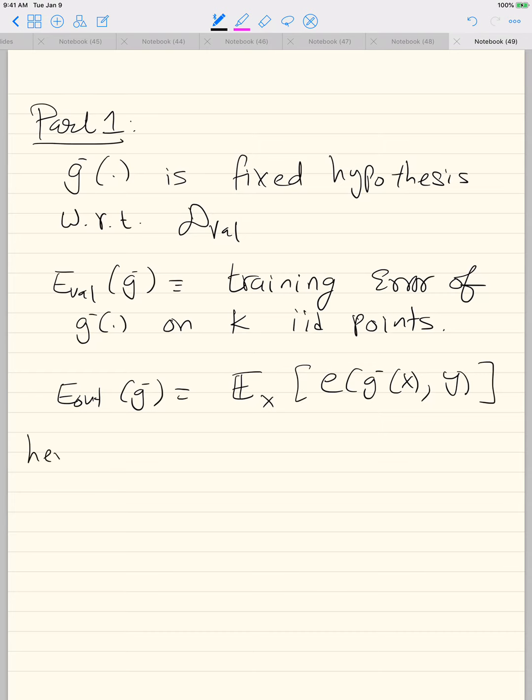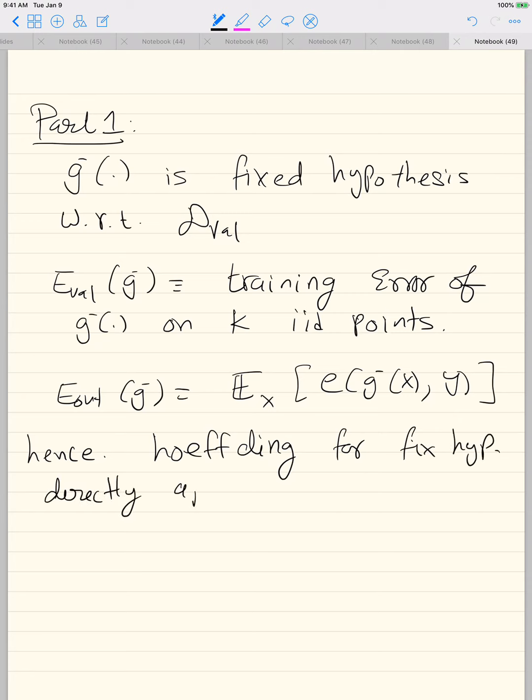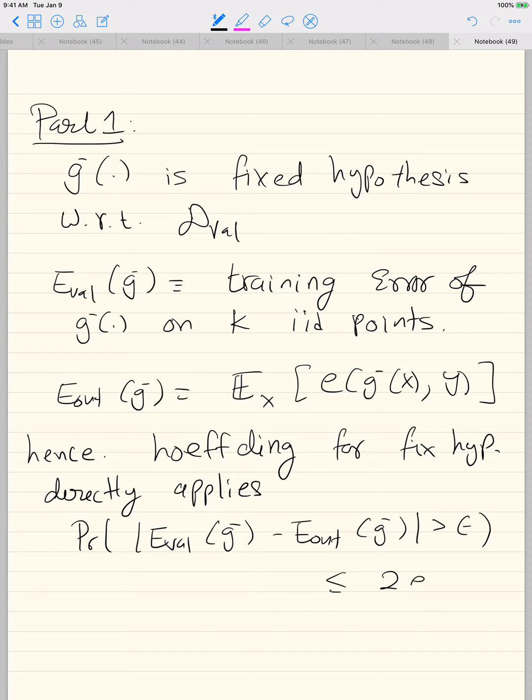And hence, Hoeffding for a fixed hypothesis directly applies. You get the probability that E val of G minus minus E out of G minus is greater than epsilon is at most 2 e to the minus 2k epsilon squared. It's exactly the same identical setting.